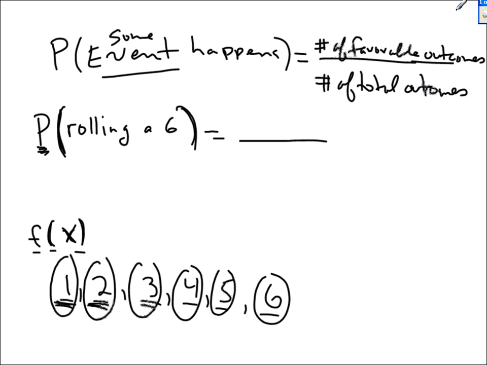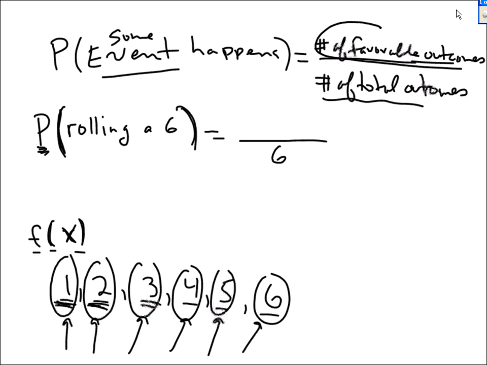Well, the number of total outcomes is 6. Either you roll a 1 or a 2 or a 3 or a 4 or a 5 or a 6. And these outcomes have to be equally likely. There are 6 equally likely outcomes. How many of those equally likely outcomes are favorable? Favorable is what's inside the parentheses. It's a 6. Well, there's only one way of rolling a 6. There's only one favorable outcome. It's this one right there.